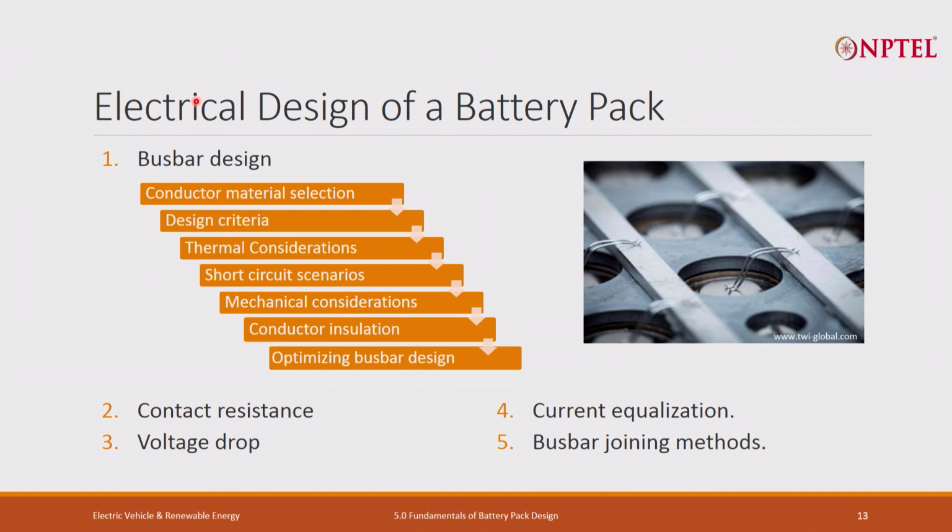There are various joining methods. Welding is one part, mechanical joining is another part. So we have to look at which works best for our design, which can mitigate all those things: voltage drop, contact resistance, the full conductor resistance all together.